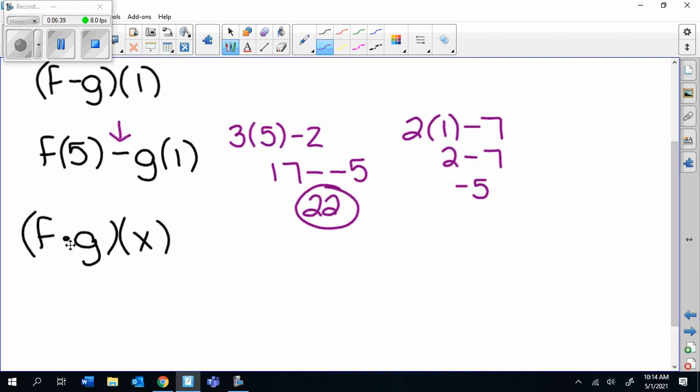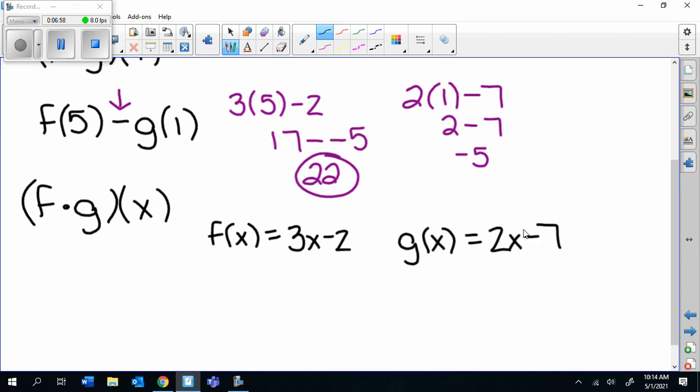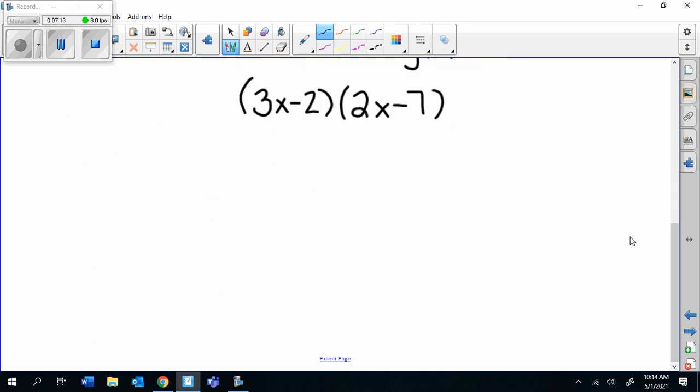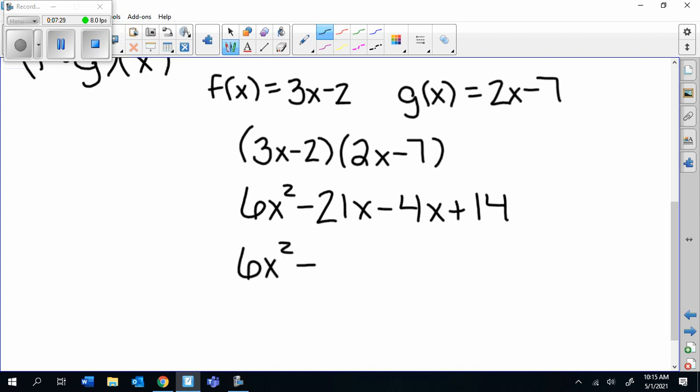If you see a multiplication, let me write out the functions one more time. F of x is 3x minus 2. G of x is 2x minus 7. And if you see this multiply, I did not include this in the examples because I just wanted to see if you could do it, but here it is. We're just going to FOIL it. If you multiply these two functions, we're just going to FOIL them. And so we have, let me extend this just a little bit, 6x squared minus 21x minus 4x plus 14. So 6x squared minus 25x plus 14.